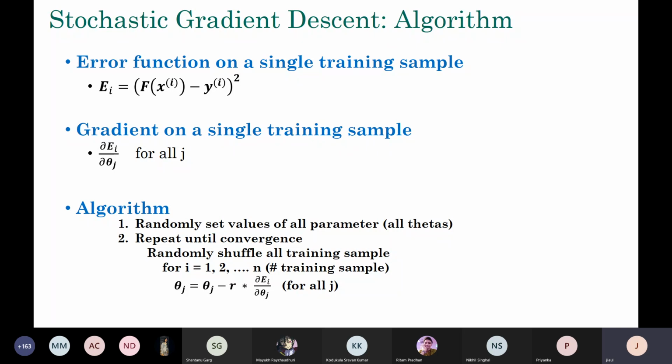Now let's look at the problem. Of course, it has its own problem because this is an approximation. You are using one training sample to guide your direction. Who says that that's the right thing to do? Okay, so it has its own problem.